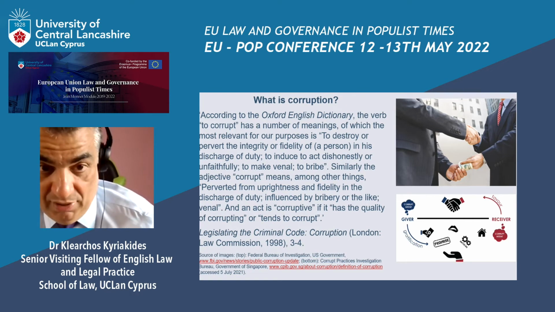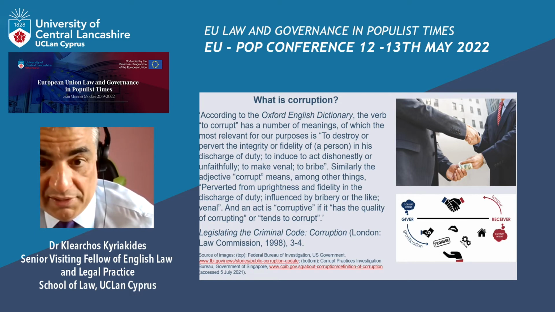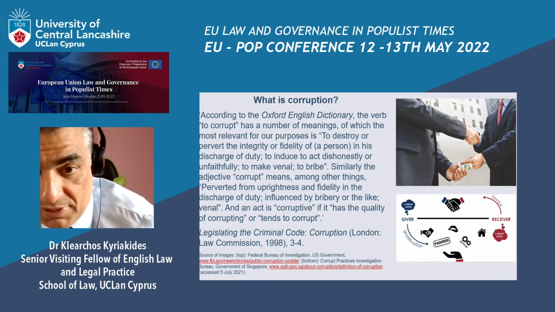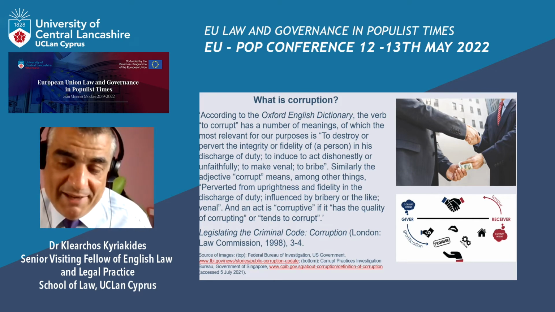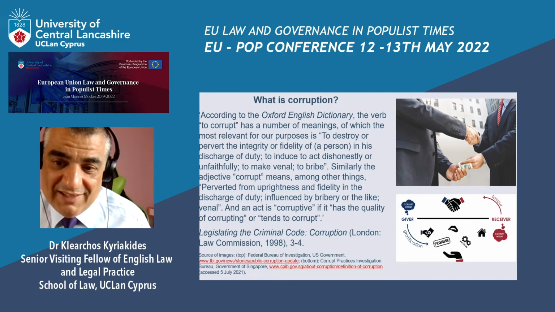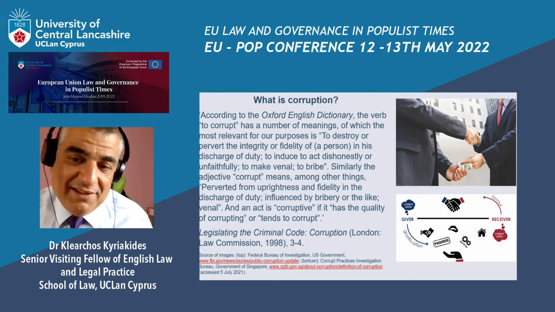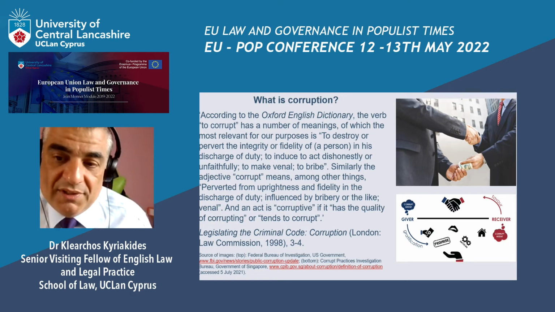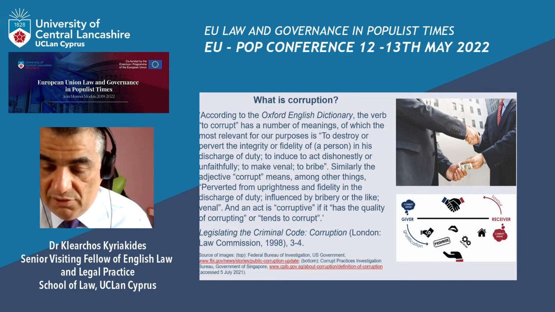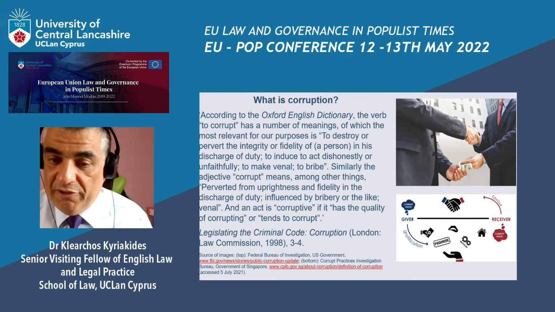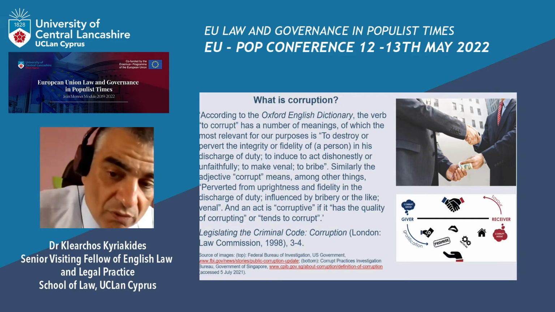Similarly, the adjective corrupt means, among other things, perverted from uprightness and fidelity in the discharge of duty, influenced by bribery or the like, venal. And an act is corruptive if it has the quality of corrupting or tends to corrupt. So corruption has a fairly well-established dictionary definition, and it's sufficiently broad to capture, on the one hand, certain types of conduct, such as the giving or receipt of bribes, that falls within the ambit of criminal law.